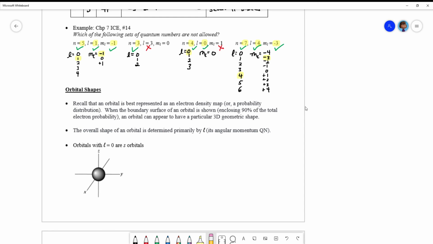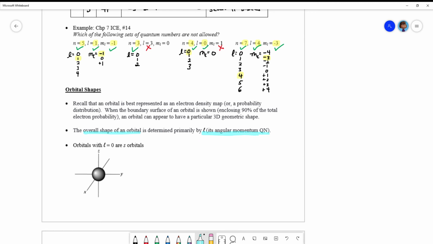Now, like I said earlier, the overall shape of an orbital is determined by its angular momentum quantum number, L. So there's a correlation between the value of L, 0, 1, 2, 3, 4, the letters s, p, d, f, g, etc., and the shape of an orbital. So let's just underline that. That's kind of important. The overall shape of an orbital is determined primarily by L, its angular momentum quantum number.